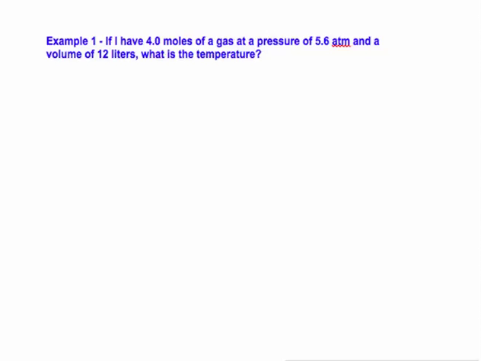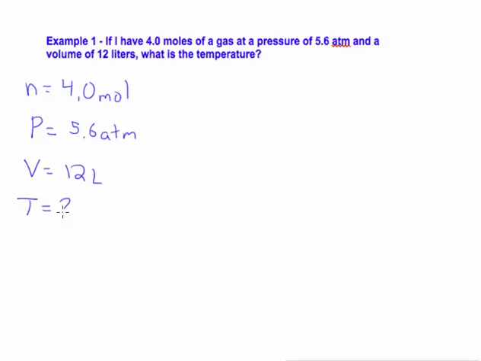So let's write what we know. Our moles are 4, and when using the ideal gas law, we use n to represent moles. Our pressure, and we don't need to give it a number because it's the only pressure, is 5.6 atmospheres. Our volume is 12, and we're asked to find temperature. We know PV equals nRT. We have P, and we have V, and we have n, and we're asked for T.